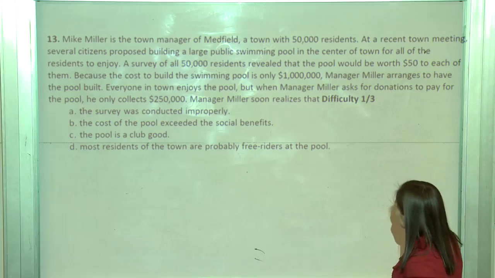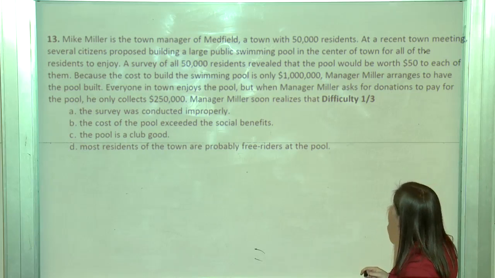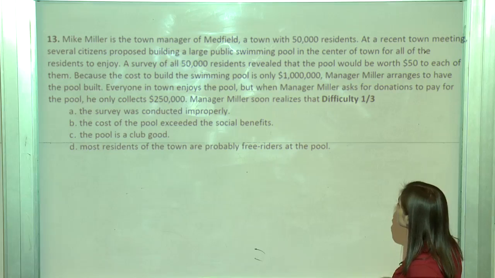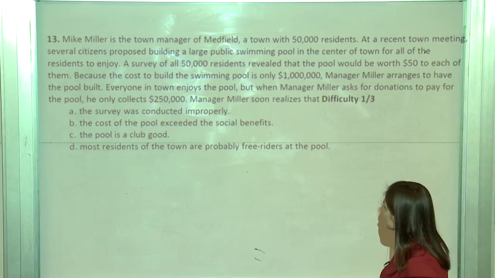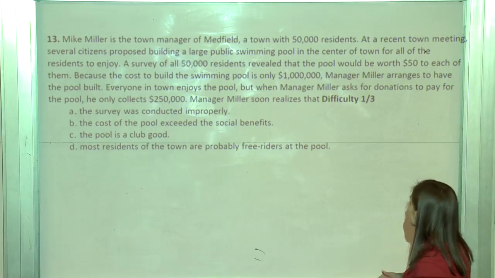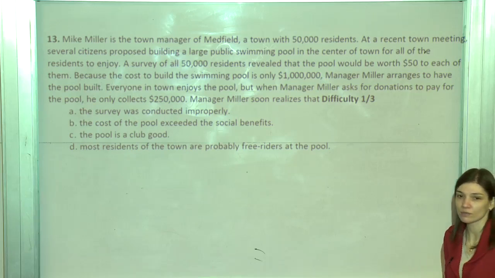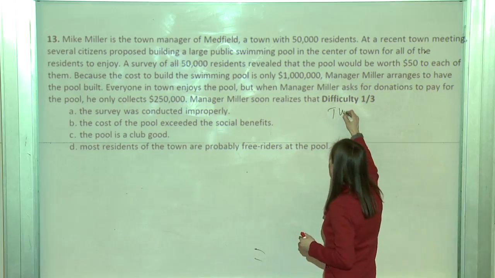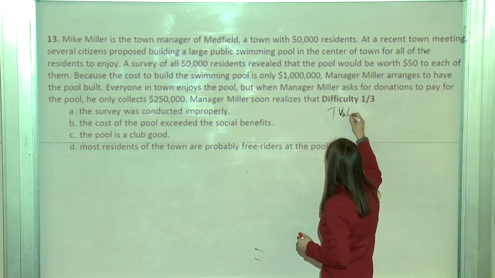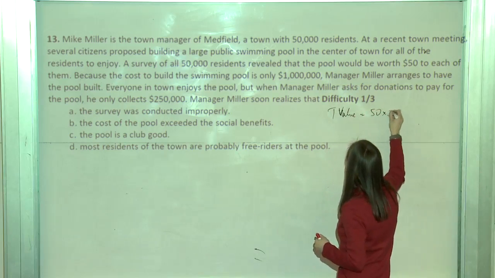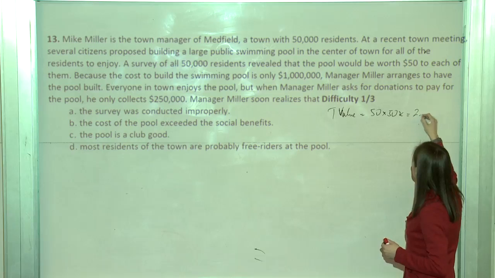Mike Miller is a town manager of a town of 50,000 residents. At a recent town meeting, several citizens proposed building a large public swimming pool in the center of town for all of the residents to enjoy. A survey of all 50,000 residents revealed that the pool would be worth $50 to each of them. So if this pool is worth $50 to each of them, what is the total value of the pool to the community? Right, it's $50 to each person, and there's 50,000 people, so it's 2.5 million.